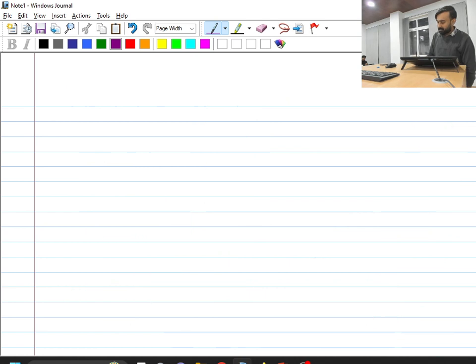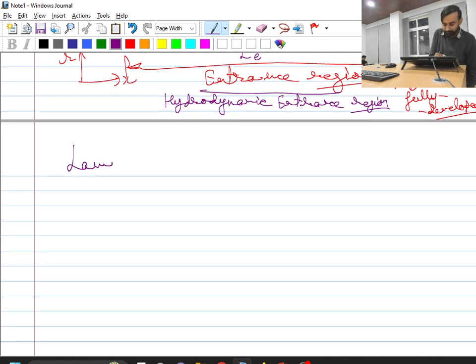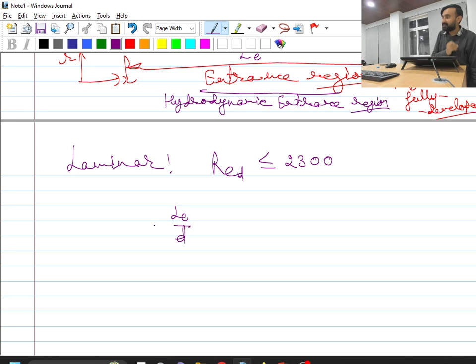Okay, so if my flow is laminar, what is the meaning of flow is laminar? The Reynolds number of the flow, when Reynolds number is calculated based on the diameter of the pipe, has to be less than or equal to 2300. Okay, so if this condition is satisfied, then entrance length divided by diameter of pipe is nearly equal to 0.06 times the Reynolds number. Okay, because in the entrance region we have multiple things.